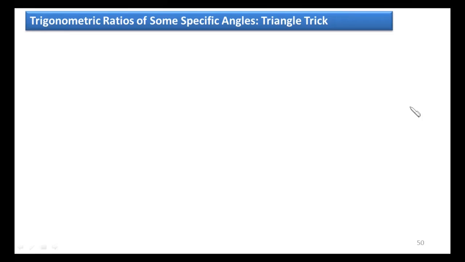Today we are going to learn a triangle trick to find the trigonometric ratios of some specific angles. Specific angles means we have to know the trigonometric ratios of 0 degree, 30 degree, 45 degree, 60 and 90.